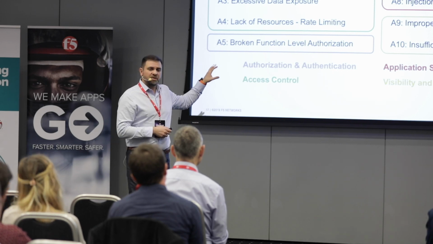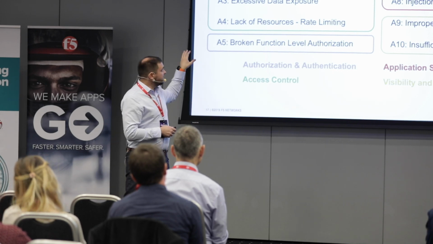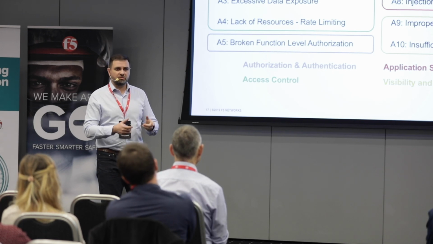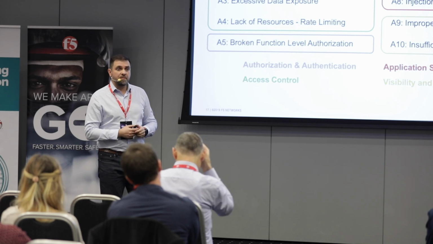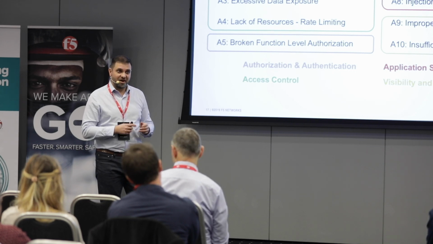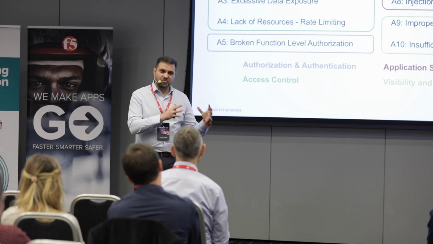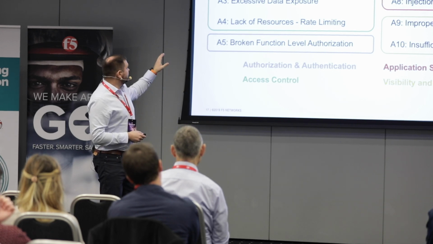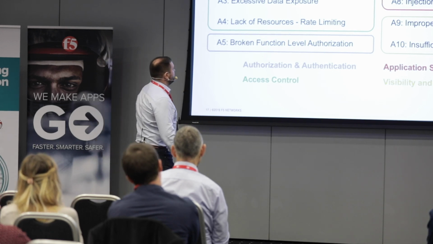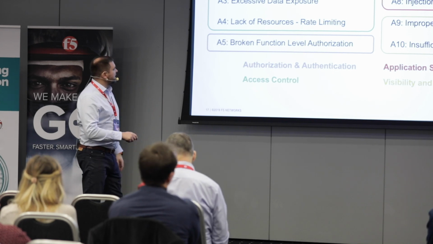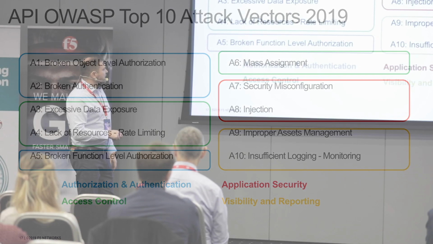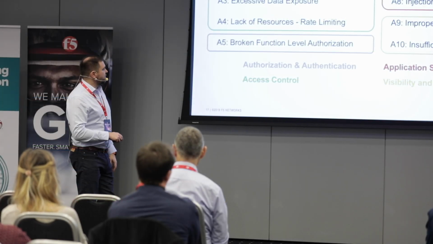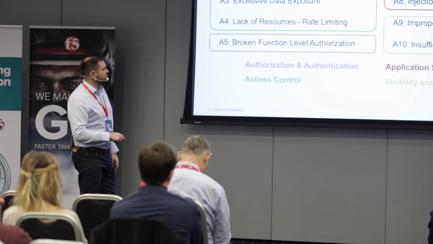But at the same time, they have many different projects. They also publish information about the top 10 automated attacks, and the top 10 API attacks right now. Why? Because, as I told you, API is a growing problem right now. If you look at this list, you will immediately understand that some of these attack vectors are related to authorization and authentication. Some of them are related to access control.